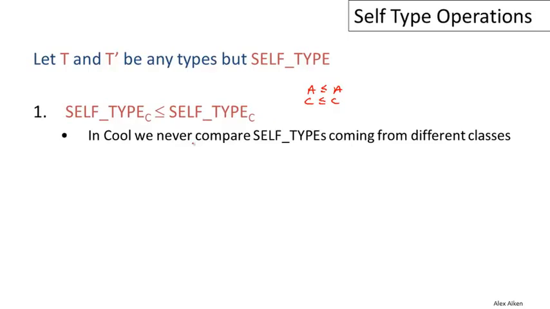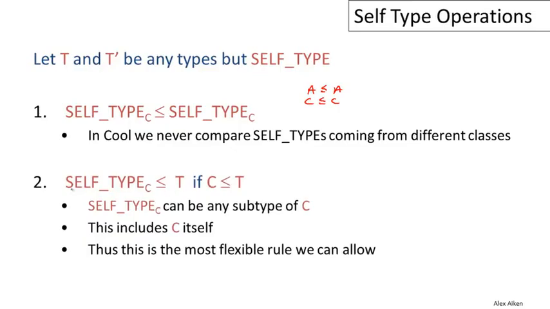Now, another thing you might think is, what if self-type sub C is compared with self-type from another class, say self-type sub D? And it turns out that in the Cool type rules, this will just never come up. The Cool type rules are written in such a way that we never need to compare self-types from different classes. I haven't shown you that that's the case yet, but when we actually go through the type rules for self-type, you'll see that it's true.